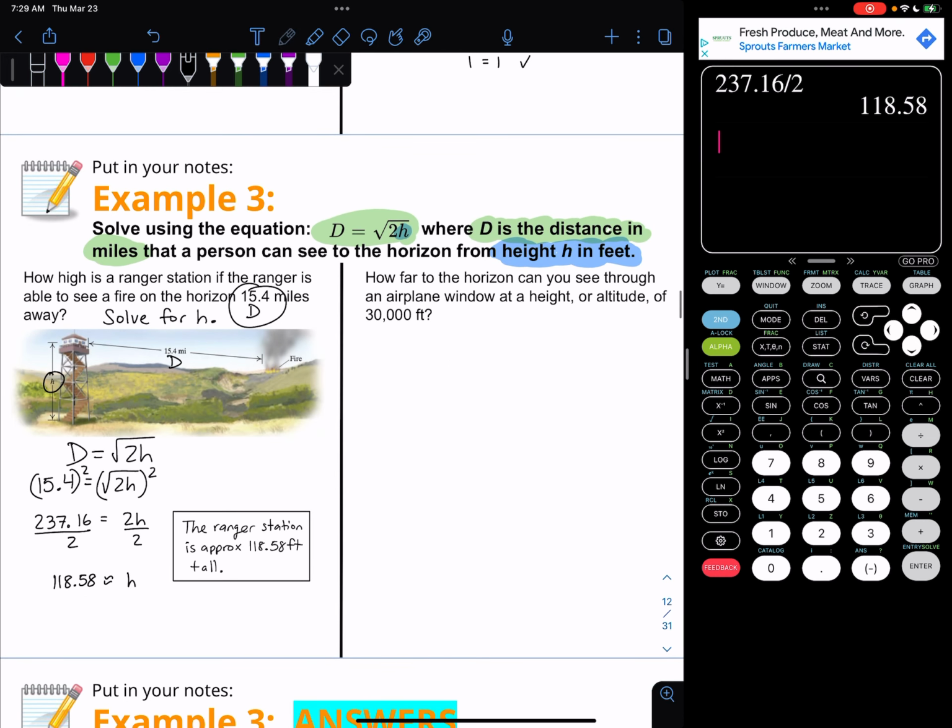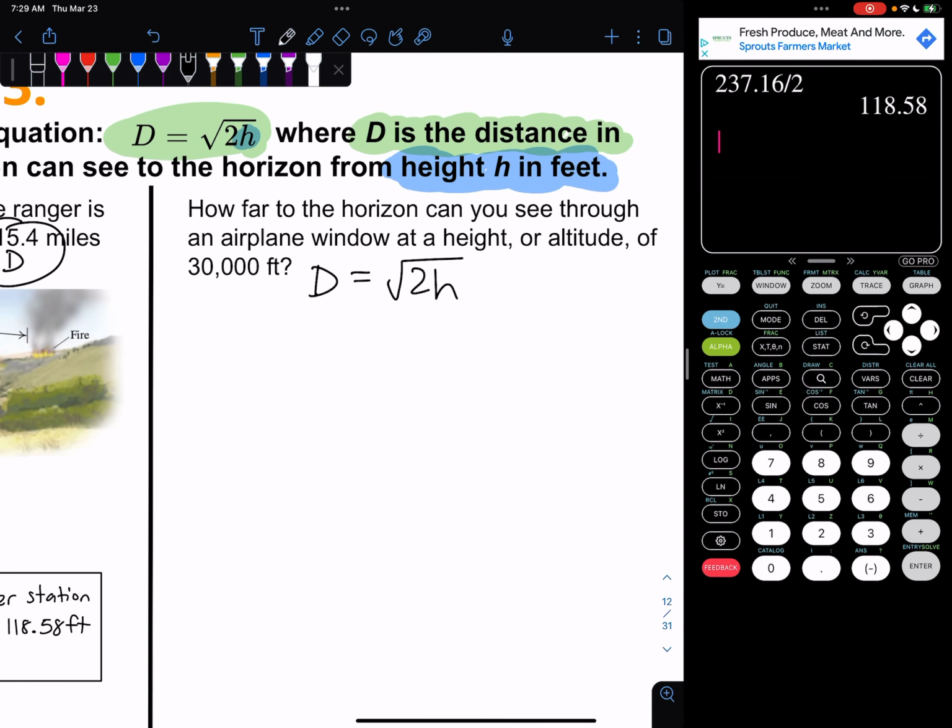Yay. Okay, the right side problem is almost the same. Go ahead, pause if you need to catch up. Except now it's saying, using the same formula, how far to the horizon can you see through an airplane window at a height or altitude of 30,000 feet? So if the height is 30,000, that means this height, h, is 30,000. So now I'm doing opposite. Square root 2 times 30,000, all under the big square root.